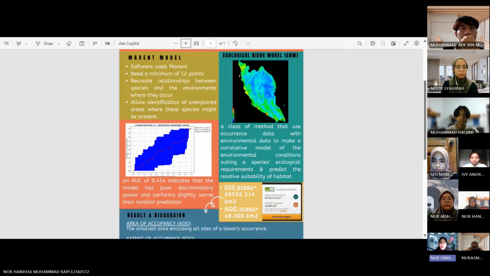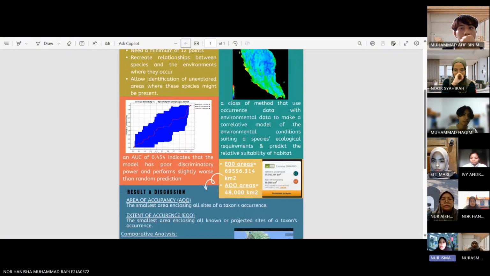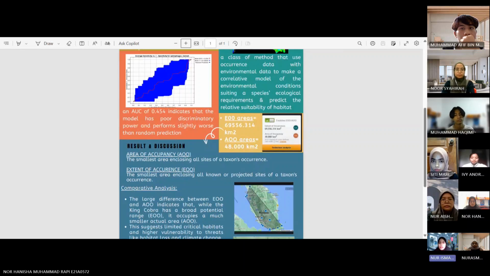Thank you, moderator. I will explain the concept of AUC or area under the curve and its application in our King Cobra ecological niche model project. AUC is a crucial metric for evaluating the performance of classification models. Based on the result, our AUC is 0.454, indicating that the model has poor discriminatory power and performs slightly worse than random prediction. An AUC of 1 indicates a perfect model. Value between 0.5 and 1 suggests the model performed well. That's all from me.